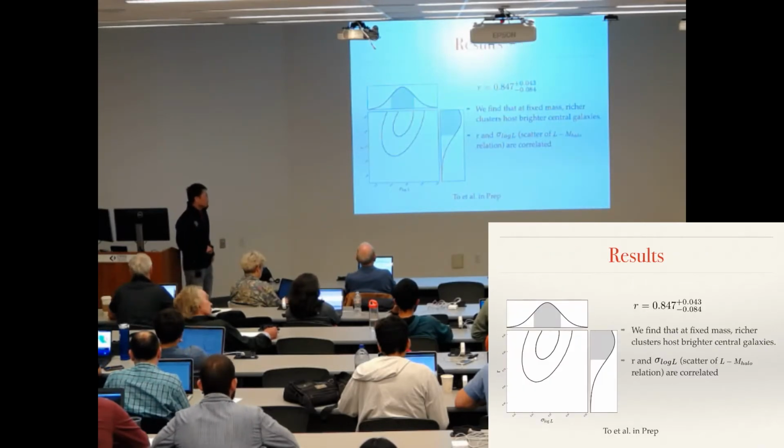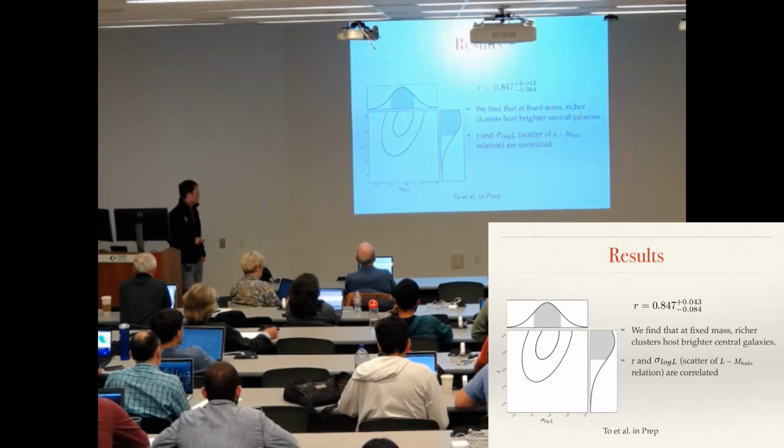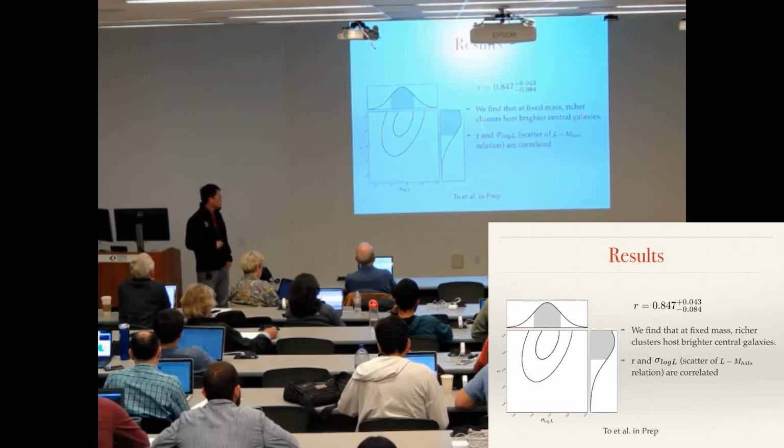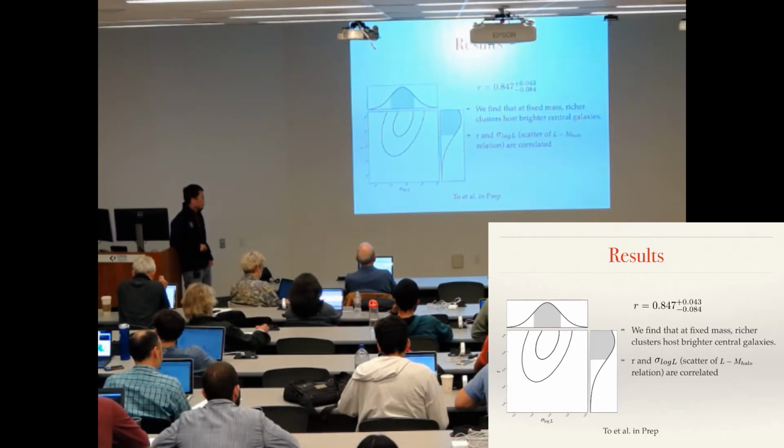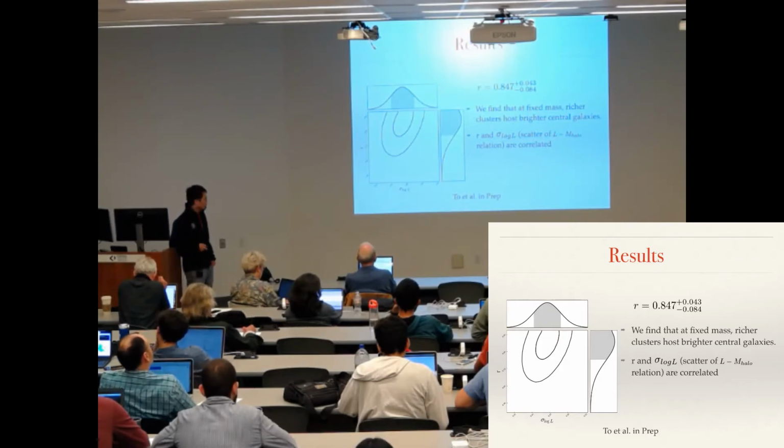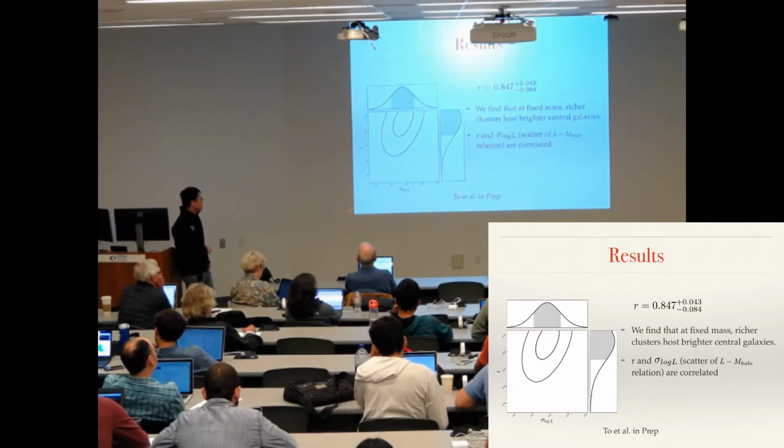What we find here is that this r is positive by many sigma. So at a fixed halo mass, the richer clusters tend to hold brighter central galaxies. This parameter was implicitly assumed to be 0 in most of the conditional luminosity function work. And the second thing we find is that because this r is positive, it drives our scatter to a larger value.